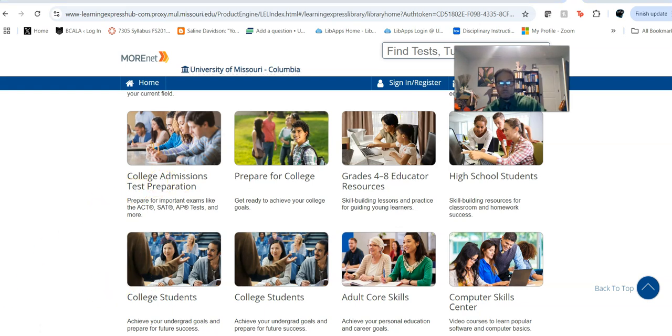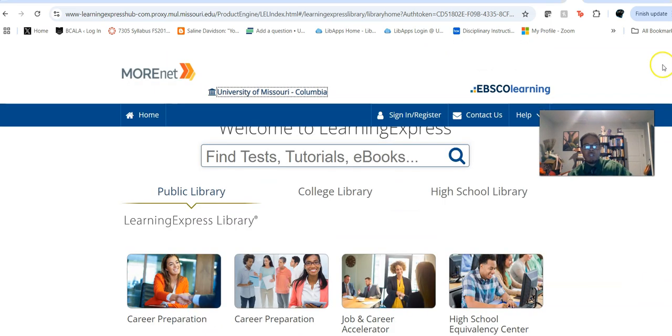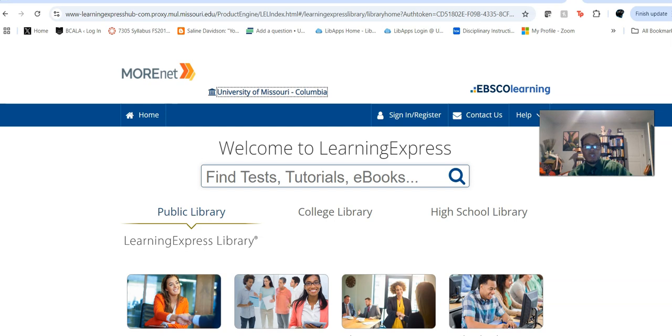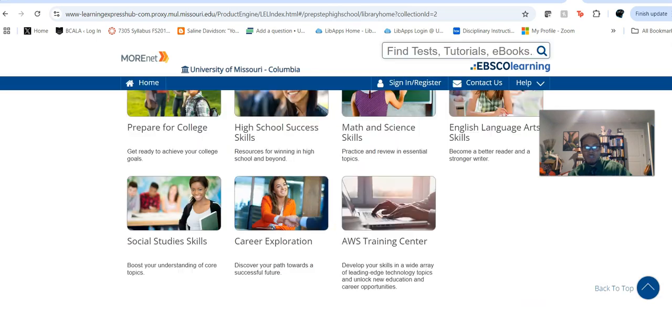There are multiple categories here that you're going to see. So this is your landing page for Learning Express Library, and when you go to this landing page, first of all, this is new and I like it. So you have the public library, college library, and high school library. That is actually really cool.